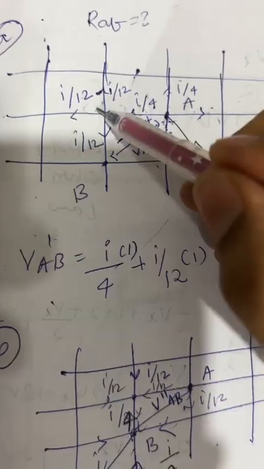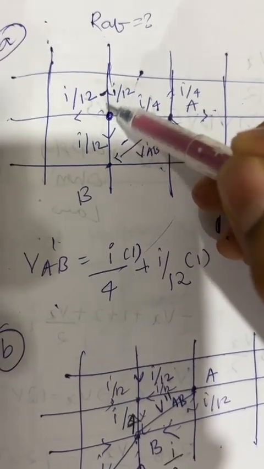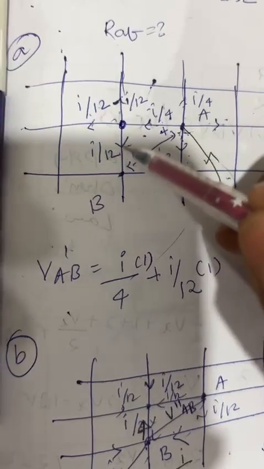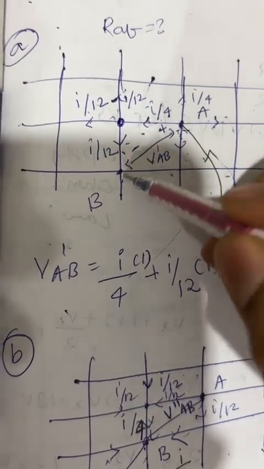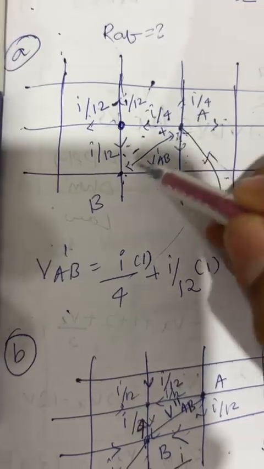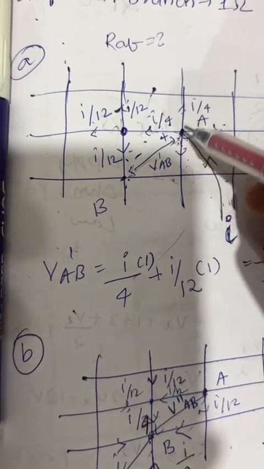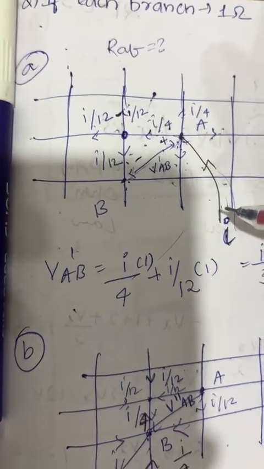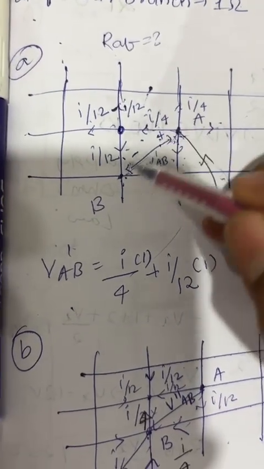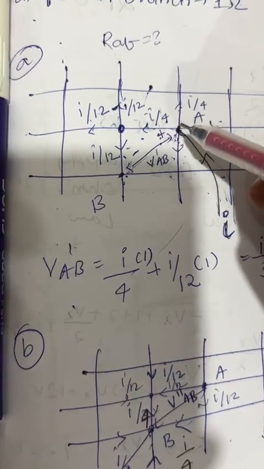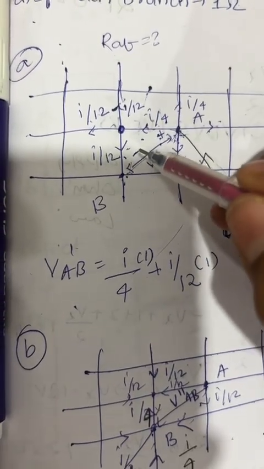And here I by 4 is further being divided into 3 paths. So I by 4 by 3 would be I by 12, I by 12 and I by 12. At this point again, we can apply KVL. Assume that the voltage difference between A and B is VAB dash. As the current flows from higher potential to lower potential, the voltage at A would be positive and the voltage at B would be negative.